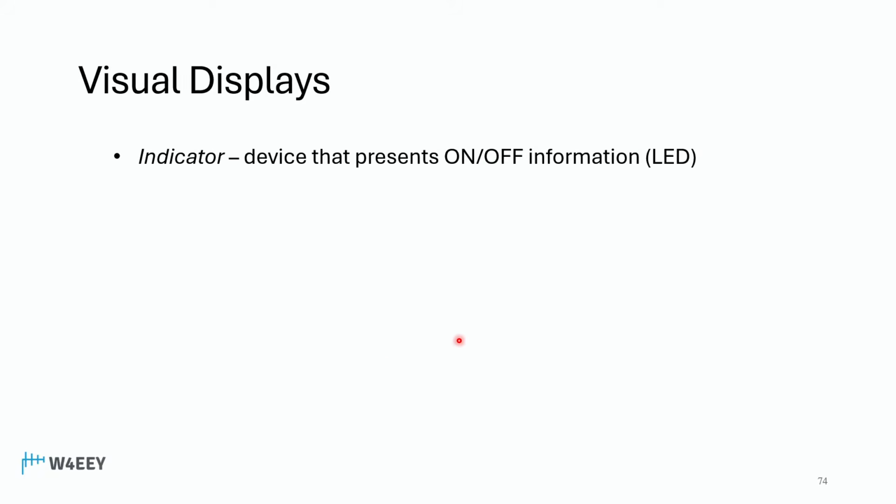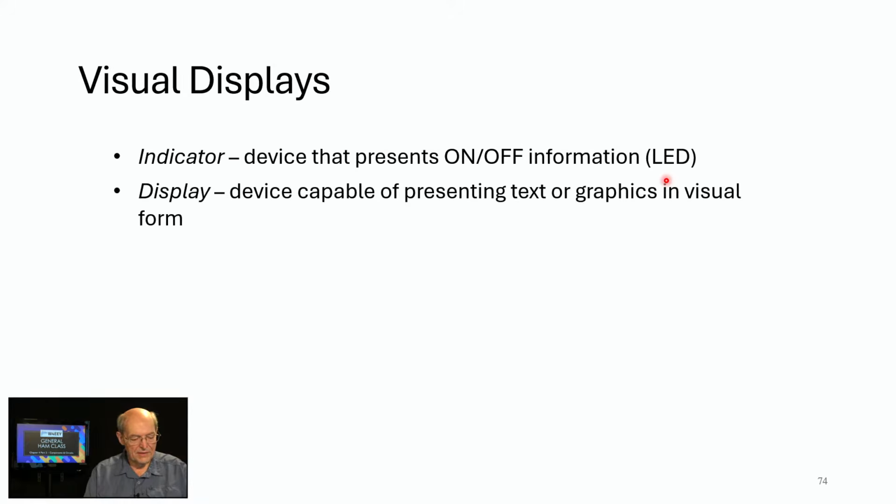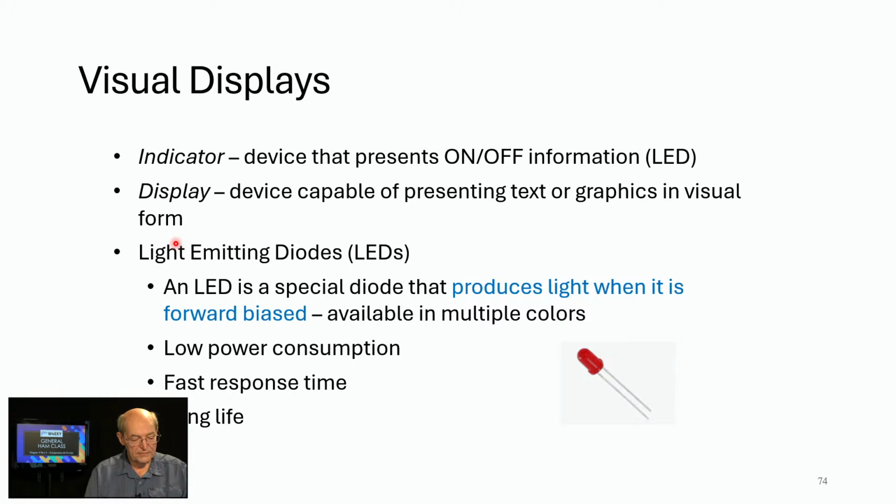And then we're going to move on to displays. See how we're flying through this? And you're getting them all right, too. Visual displays. Okay, visual displays, we can have an indicator. That means it's like a pilot light on the front panel of a piece of equipment, an on or off LED. We can have a display that's capable of presenting text or graphics. So a visual display can be just a simple indicator, or it can actually be displaying text and graphics.